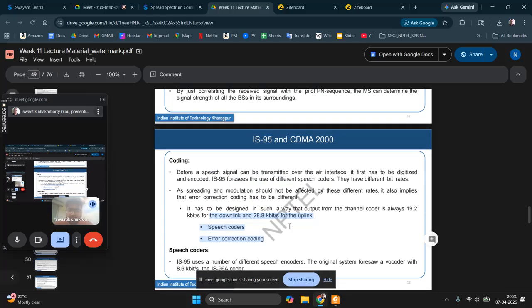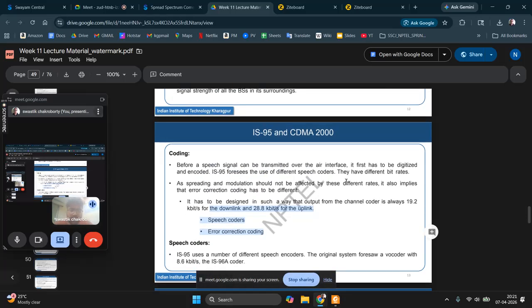So spreading and modulation should not be affected by these different rates. Speech is done at different rates, but you cannot do processing at different rates. All of them have to be uniformized. So before a speech signal can be transmitted over the air, it has to be digitized and encoded. That is when you have to do coding.